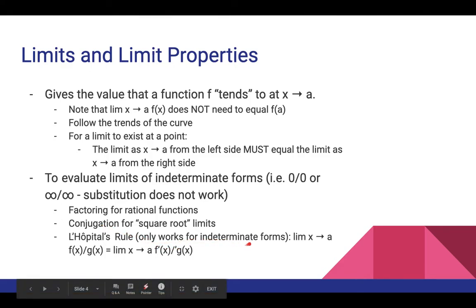L'Hopital's rule only works for indeterminate forms like the limit as x approaches a of f of x divided by g of x. So in that case, when we get an indeterminate form, the equivalent limit is equal to the limit as x approaches a of the derivative of f divided by the derivative of g. And yes, you can see a little bit of a typo there, but the idea remains the same.